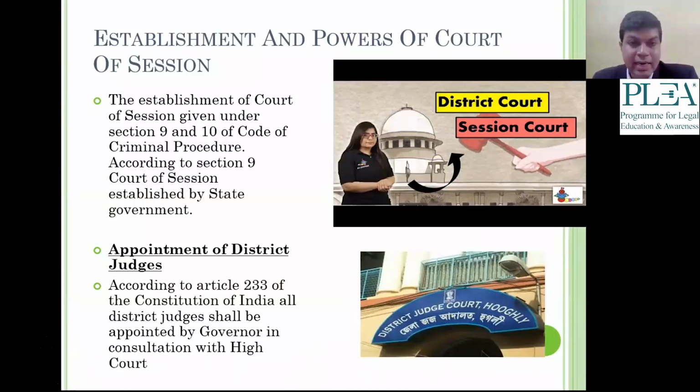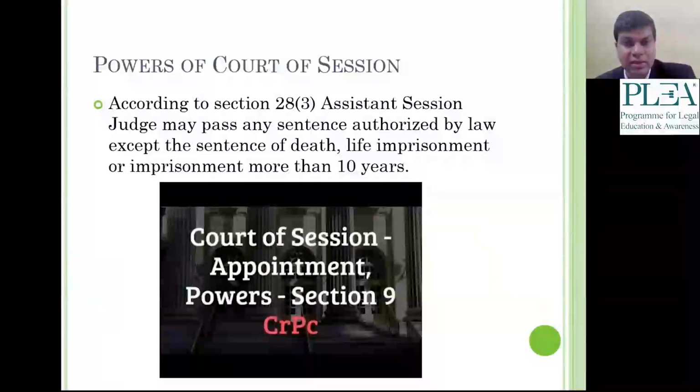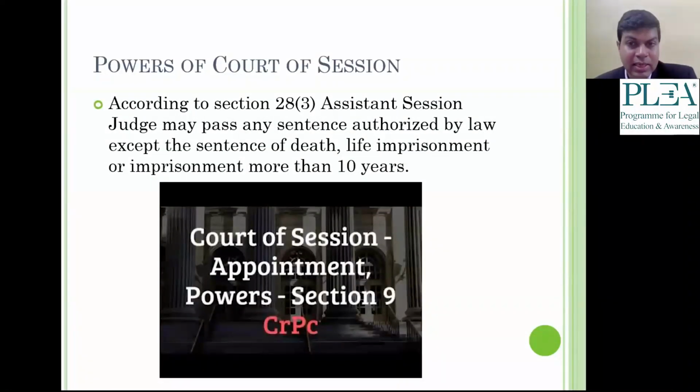Now moving to the next slide, that is powers of court of sessions. According to section 28 subsection 3, the sessions judge may pass any sentence authorized by law except the sentence of death, life imprisonment, or imprisonment of more than 10 years. So these are the powers which have been given to the courts.